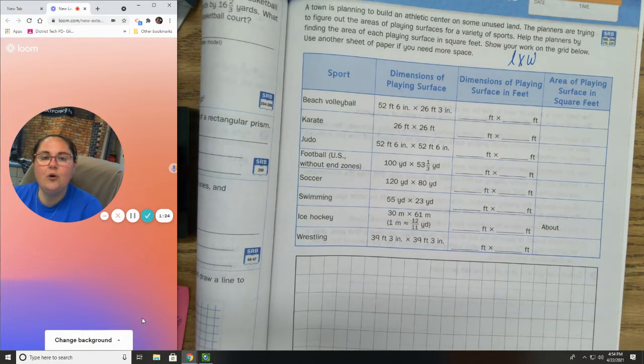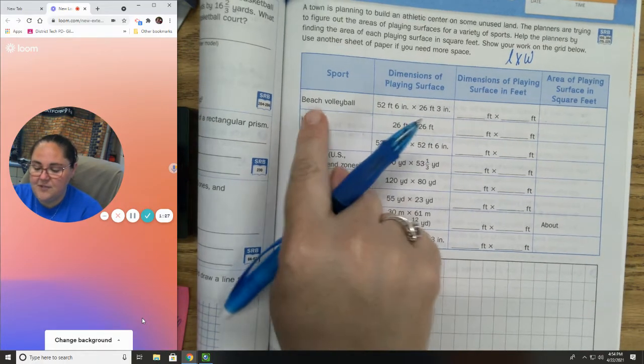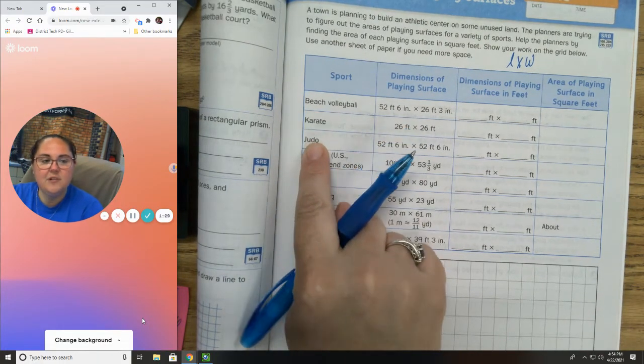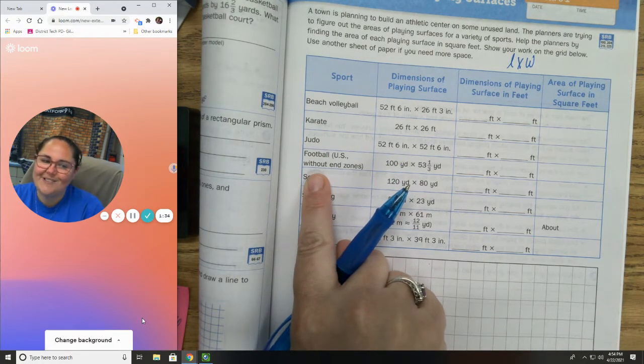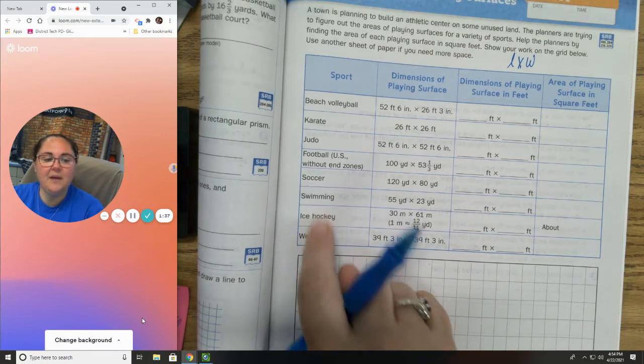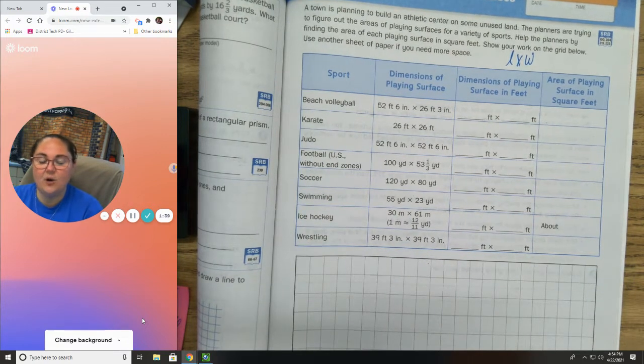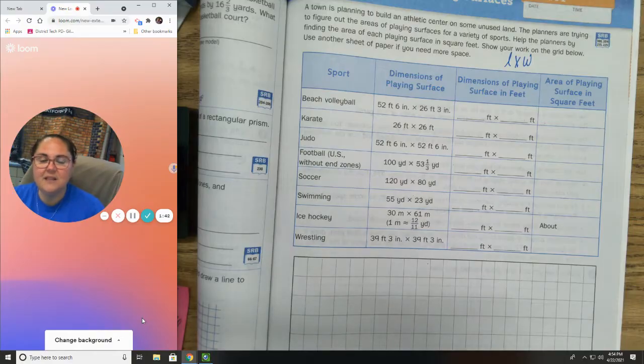We're going to figure out how much space we will need if we want a beach volleyball court. How much space will we need for karate, judo, football without end zones? Soccer, swimming, ice hockey, and wrestling. So again, length times width is how you find area, right? So let's look at the first thing, beach volleyball. So the dimensions of the playing surface in square feet and the area of the playing surface.